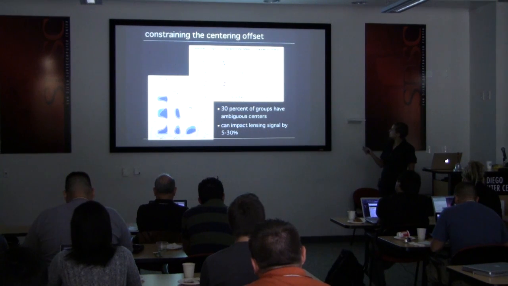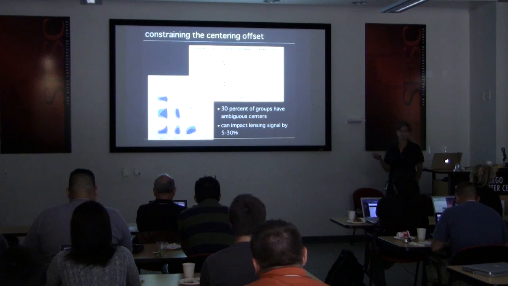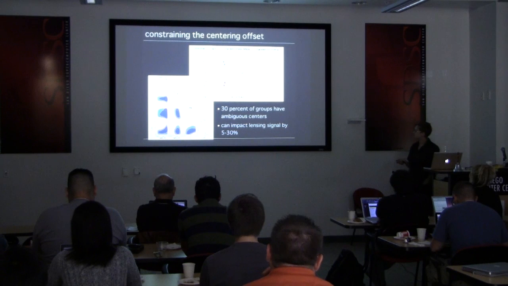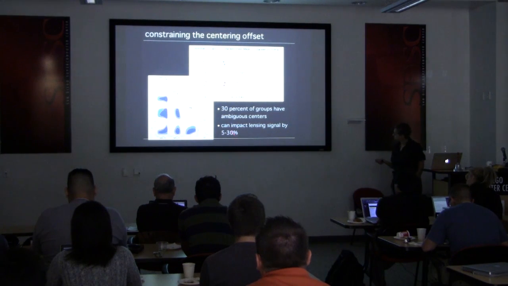So if you get the center right, you'll see something that looks similar to, for example, a projected NFW profile. And if you get the center wrong, then actually this will peak at some larger radius. Okay. And this is a recent analysis in a paper by Matt George and others using groups in COSMOS. And in this case, he found that 30% of groups have ambiguous centers.